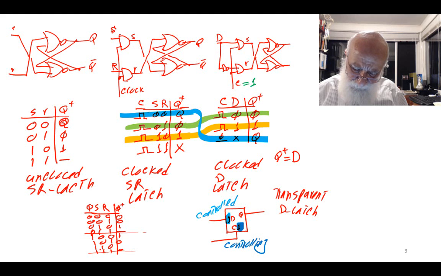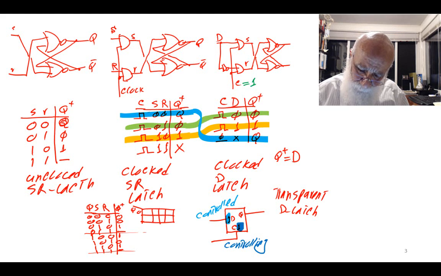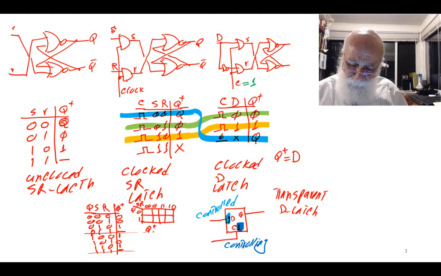This is no good. And 1 1 0 sets it to 1. If I turn this into a Karnaugh map, SR00, Q0, and Q1 remain the same. 0 1 always reset, 1 0 always set, and 1 1 doesn't change it.